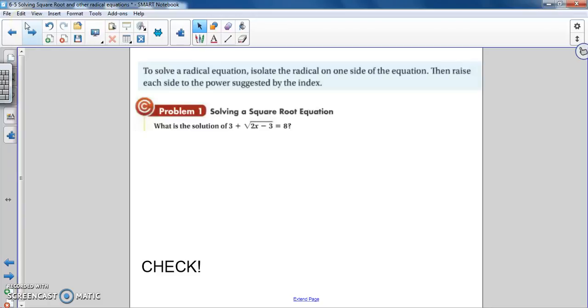To solve a radical equation, we are going to isolate the radical on one side of the equation and then raise each side to the power suggested by the index. So what does that mean? Get the radical by itself, do the inverse operation. So if we are square rooting, then we will square both sides of our equation and solve for x.